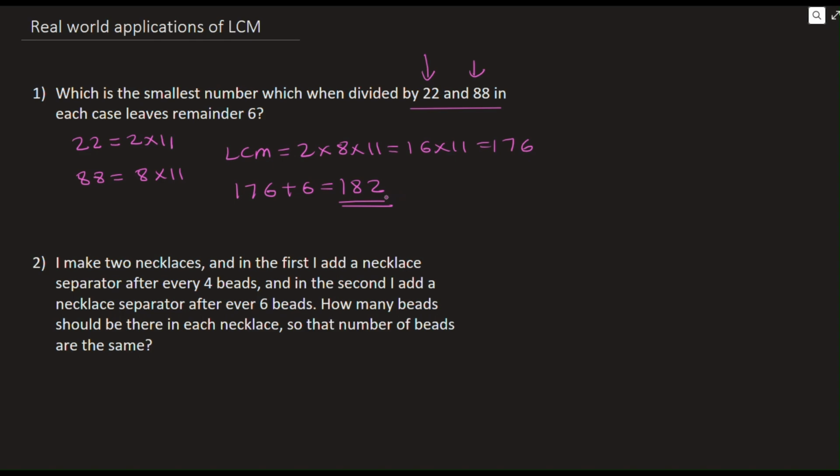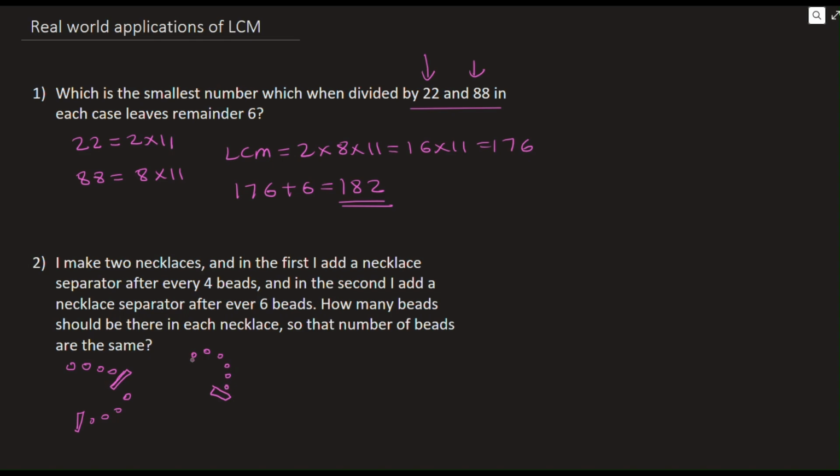The next sum is, I'll just read it out. I make two necklaces, and in the first I add a necklace separator after every 4 beads. And in the second I add a necklace separator after every 6 beads. So how many beads should be there in each necklace so that the number of beads are the same? So I just make the first necklace. 4 beads and then a separator. Then again 4 beads. After every 4 beads I add a separator in the first. And in the second I add a separator after 6 beads.